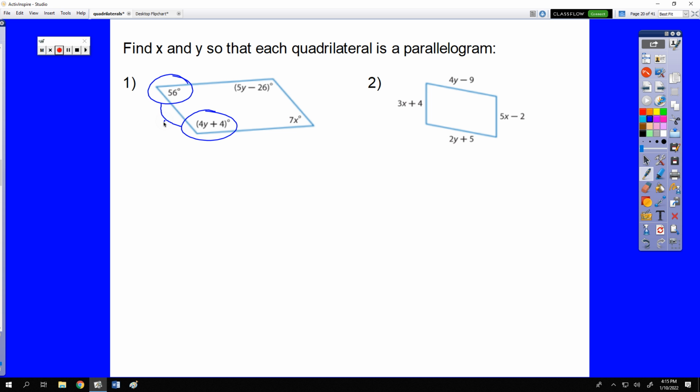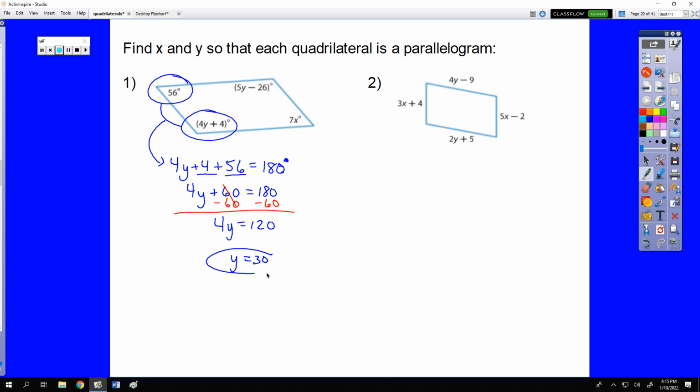So we'd start there, and we'd say, okay, if these two angles add up to 180 degrees, that would be enough to guarantee that the top and the bottom are parallel. That would guarantee that we have one set of opposite parallel sides. So we'd start there, combine like terms. 4y plus 60 equals 180. Then we would subtract 60 from each side, which would give us 4y equals 120. Divide by 4, we get y equals 30.